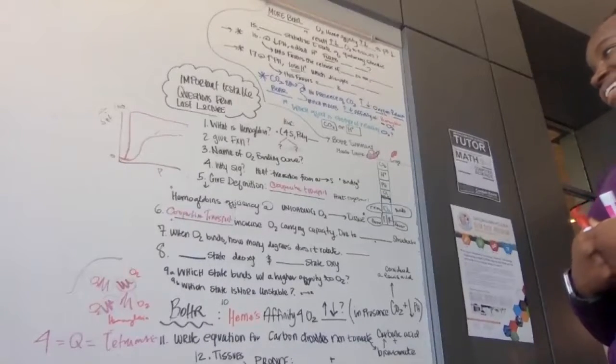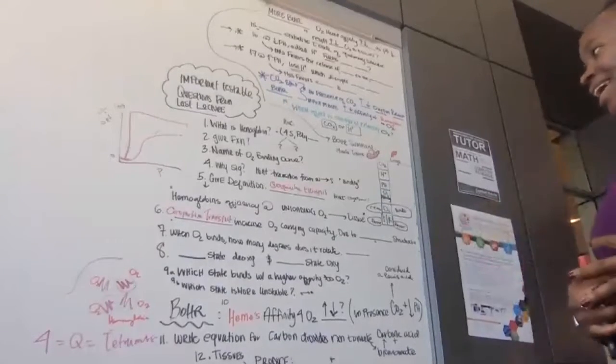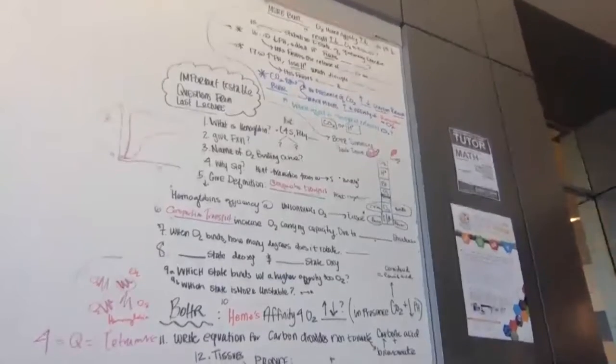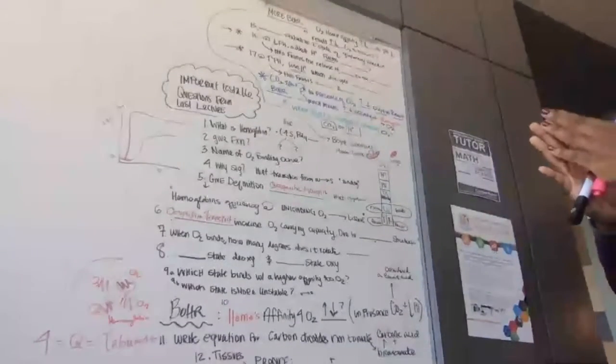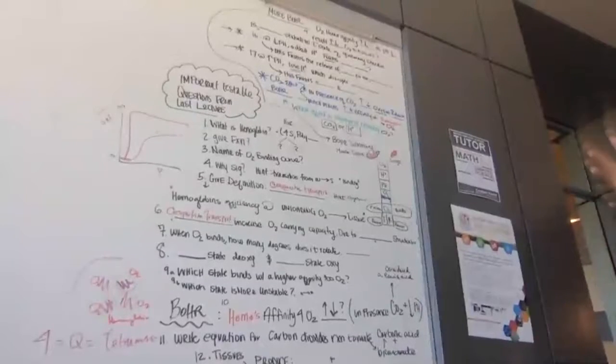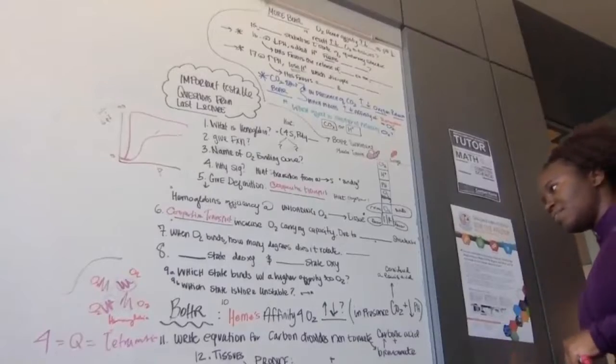Blank state is associated with deoxy, and blank state is associated with oxy. So let me say the whole thing. Blank state, T and R, all right? We have tense and we have relaxed state. One of these states is associated with deoxygenated hemoglobin, and then we have another state that's associated with oxygenated hemoglobin.